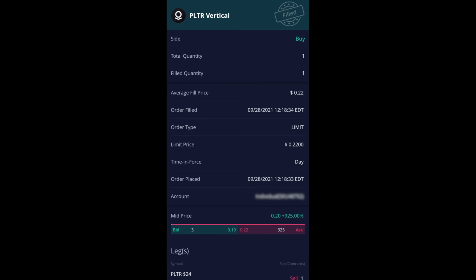So that was doing a vertical credit spread, or in this case the bull put spread. If you have any questions, feel free to let me know. I know I just ran through this example really quickly because I had a video doing a vertical debit spread. If you're interested in that, feel free to check that out below.